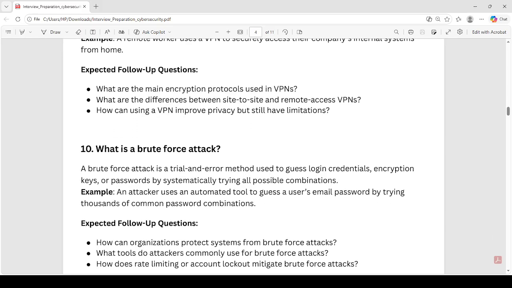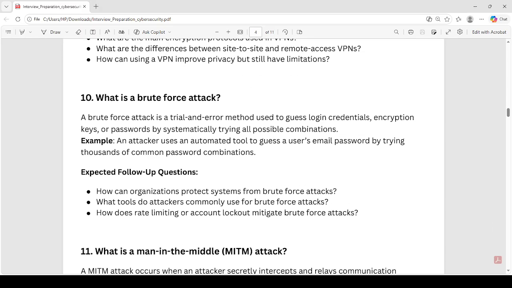Question number 10. What is a brute force attack? A brute force attack is a trial and error method used to guess login credentials, encryption keys or passwords by systematically trying all possible combinations. Example, an attacker uses an automated tool to guess a user's email password by trying thousands of common password combinations.